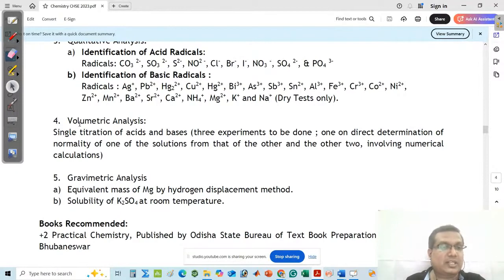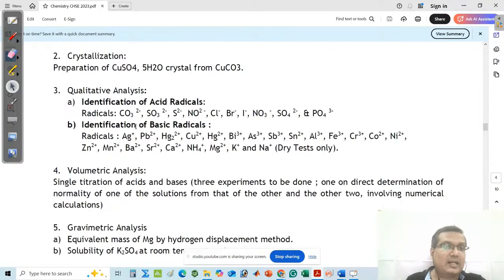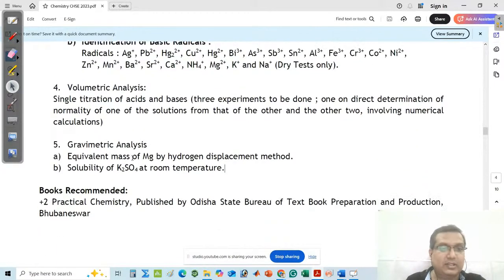Next, the fourth experiment is volumetric analysis. Generally, you deal with a single titration of acids and bases. Next is gravimetric analysis. It has two experiments. First experiment is the determination of equivalent mass of magnesium by the hydrogen displacement method. Next experiment is the solubility of potassium sulfate at room temperature. These are the list of experiments you have to do in the first year classes.